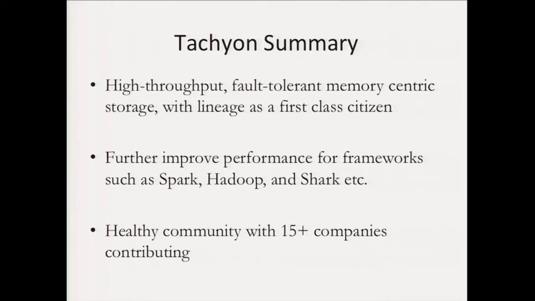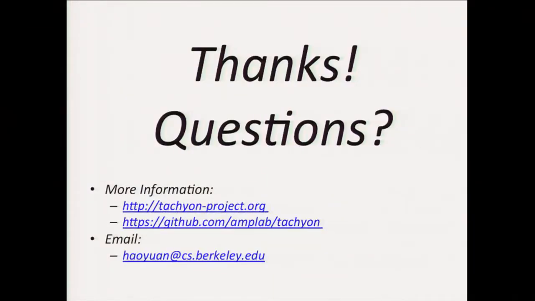This is a summary of Tachyon. Tachyon is a high-throughput, fault-tolerant, memory-centric storage system with lineage as a first-class citizen. It further improves performance for frameworks like Spark. And it has a healthy community, with more than 15 companies contributing within a year. That's all. If you want more information, you can visit our website and our GitHub, or feel free to email me. Thank you.